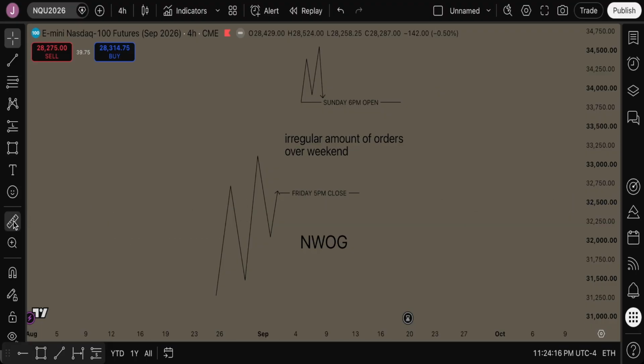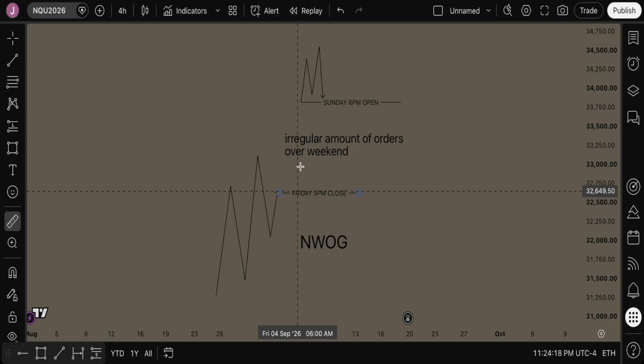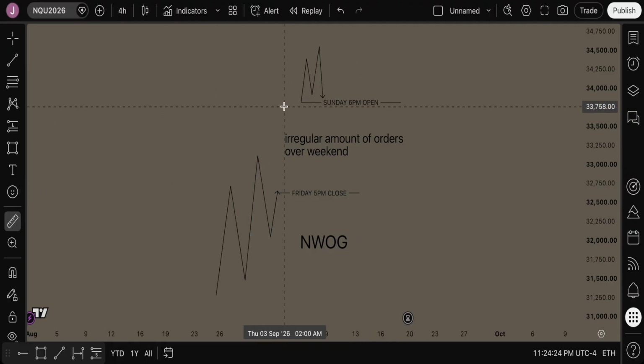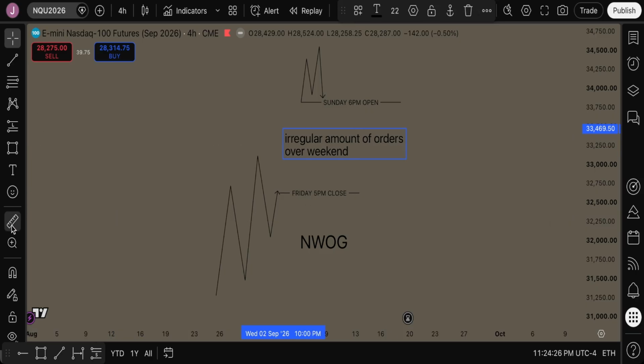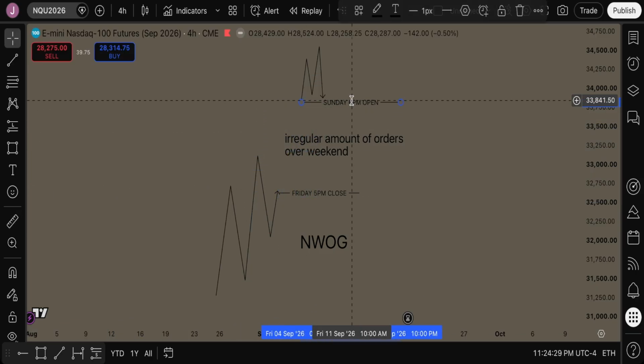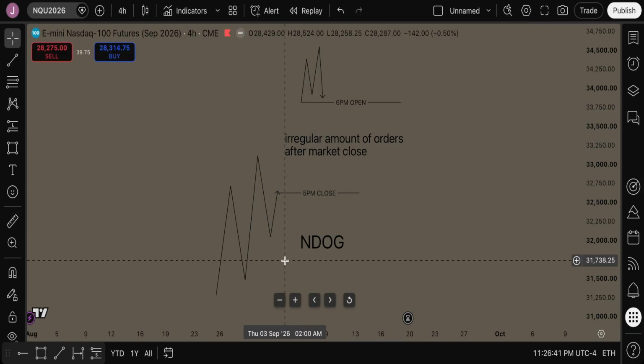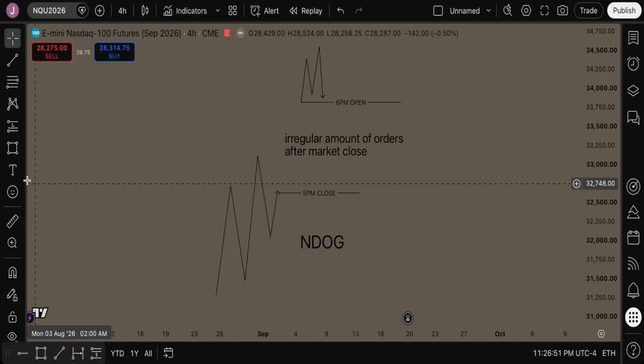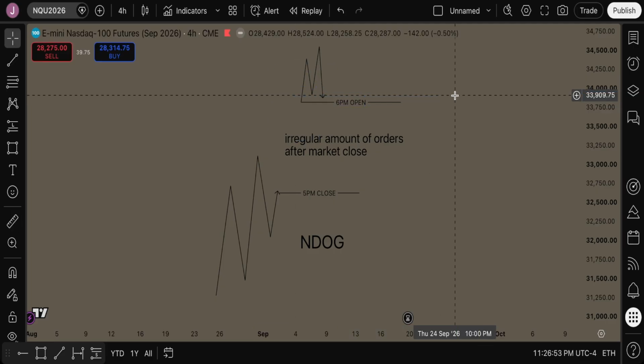For example, a new week opening gap is created when there's an irregular amount of orders over the weekend, meaning between the Friday 5 p.m. close candle and the Sunday 6 p.m. open candle, price forms a large gap. Similarly, a new day opening gap is when there's an irregular amount of orders that happen after the market closes, meaning that any given day of the week, you could have a gap forming between your 5 p.m. close and your 6 p.m. open of the next day.